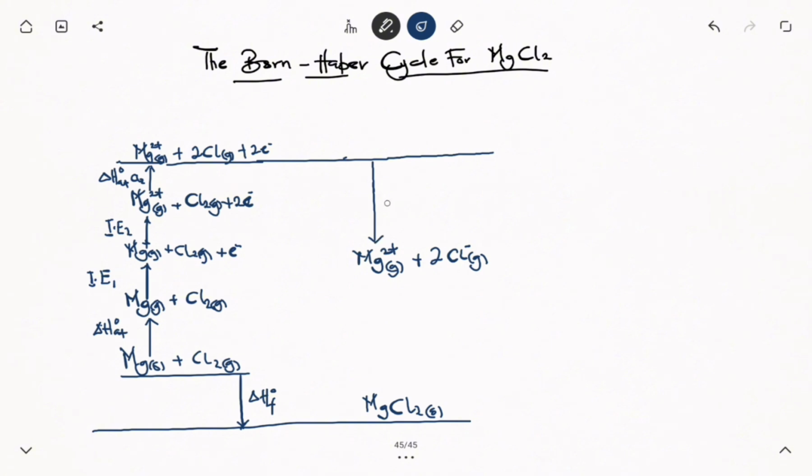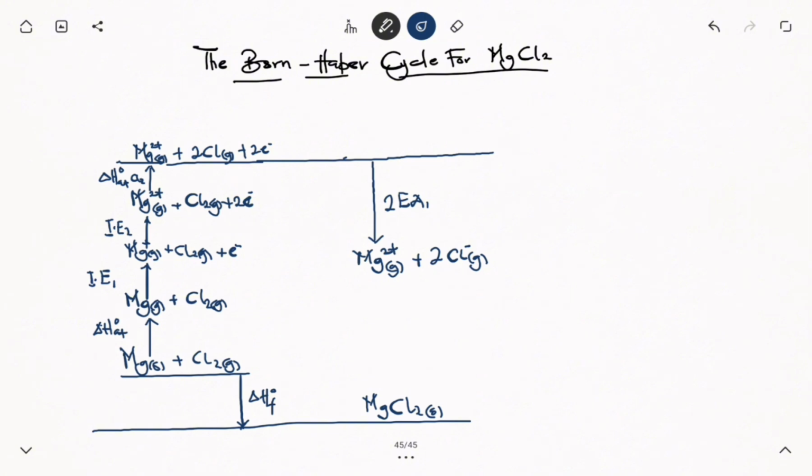Now don't get confused, this is still the first electron affinity because we are dealing with two separate chlorines. For that matter, we are going to multiply it by 2. If it is just a single atom and we are adding 2 electrons, then we are dealing with first and second electron affinity. But since we have 2 chlorine atoms and we are adding 1 electron to each of the atoms, it is still the first electron affinity, just that we are going to multiply it by 2.